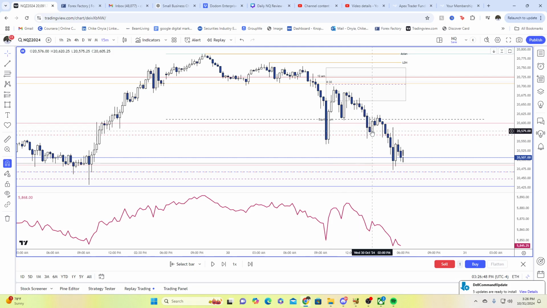We left this low right here, and then we came back and touched this equilibrium level a couple times in the 15-minute, and then we went lower going into the 3 p.m. macro. Spiked higher to this redelivered rebalance price range right here, and went lower and just kind of hovered around for the rest of the PM session. Let's go in the 5-minute real quick.